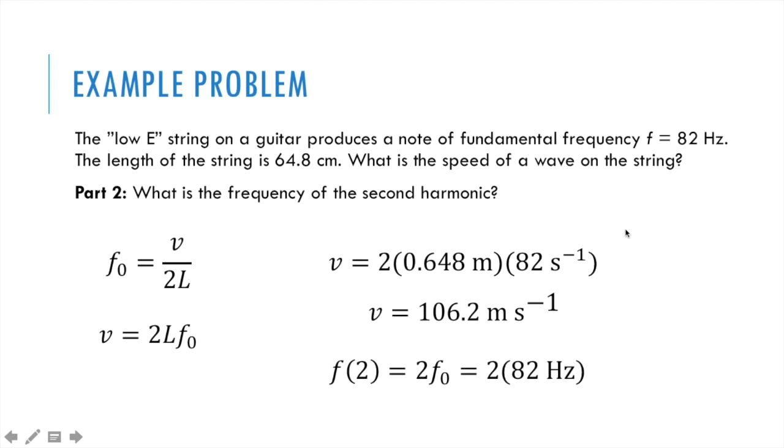Also remember the definition of the harmonics on a string. The second harmonic is defined as the wave with twice the fundamental frequency. So we just take their fundamental frequency of 82 Hertz and double it and get 164. Again, this works for any harmonic. The 107th harmonic would have a frequency of 107 times 82.